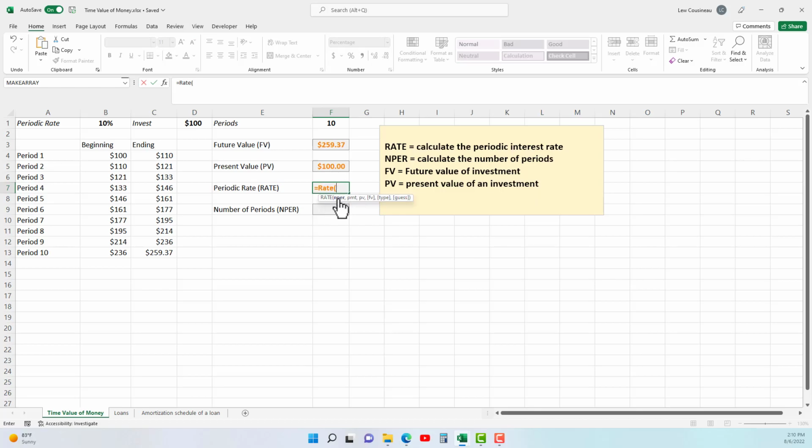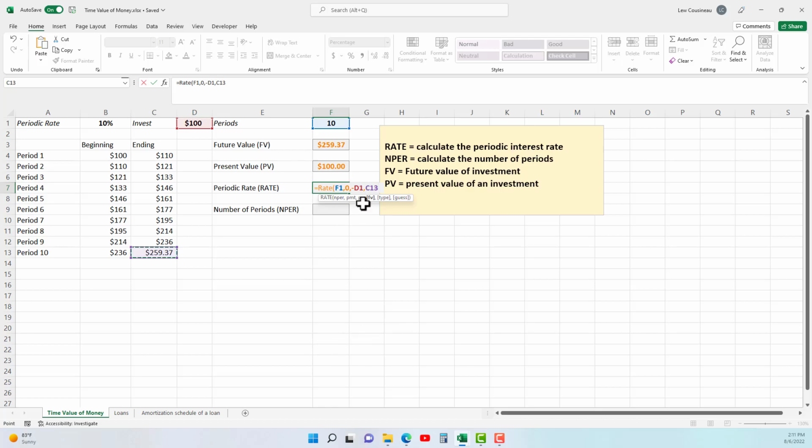the NPER, or how many periods are we dealing with? 10. Did you make payments during those periods? In this example, no. What is the present value? Now, this time sign does matter, and that we are giving money to the bank, so that's negative. And comma, the future value is the money coming back from the bank or wherever invested, right? That has to be positive.